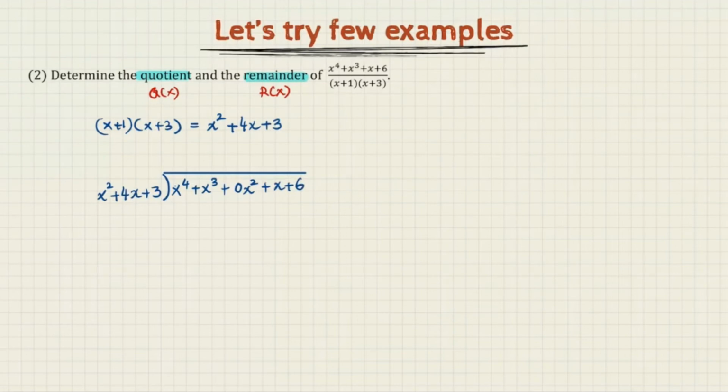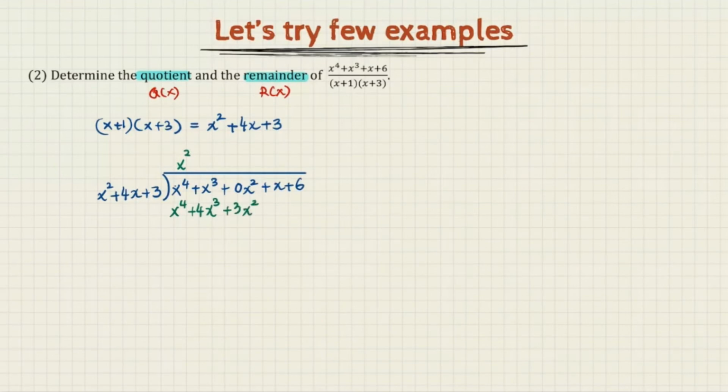So okay, let's start with: what do we multiply with x square to get x to the power of 4? X square. So x square times x square will be x to the power of 4. X square times 4x will be plus 4x cube. And x square times 3 will be plus 3x square.